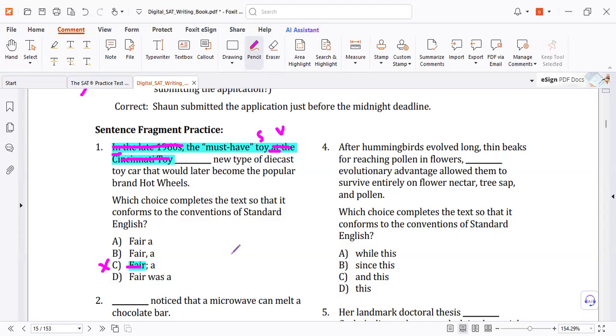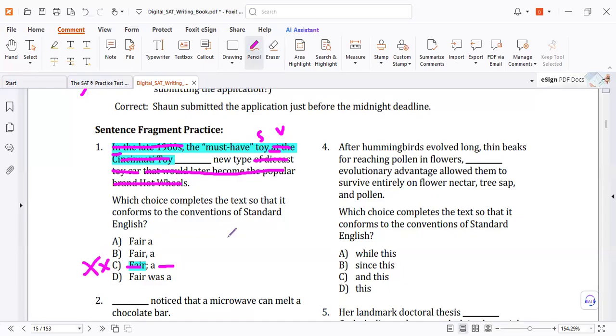Now let's find, is it A? I must check. New type of die-cast toy car that would later become the Pepper brand. The rest of the sentence is not complete. Preposition phrase, that relative clause. So the second part is not complete. Again, it's wrong.